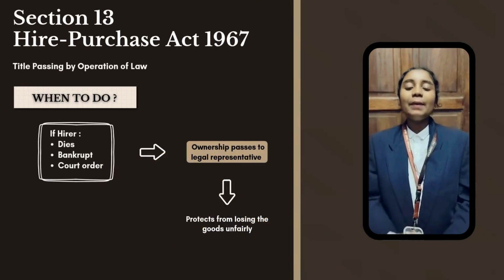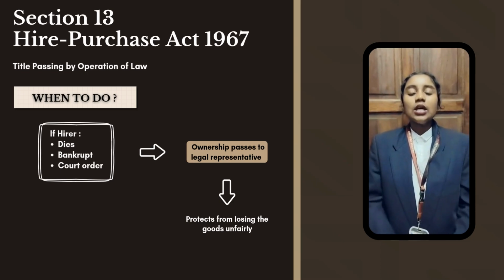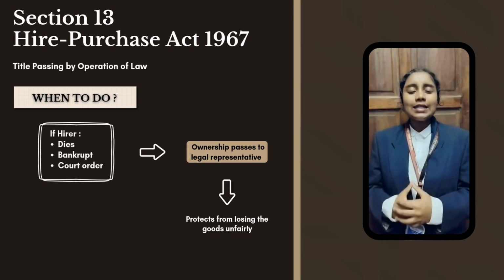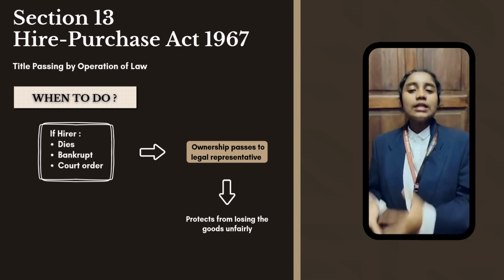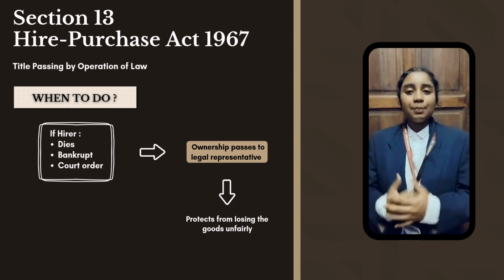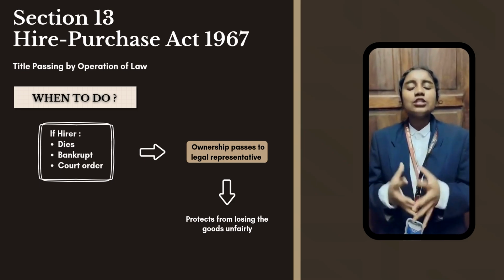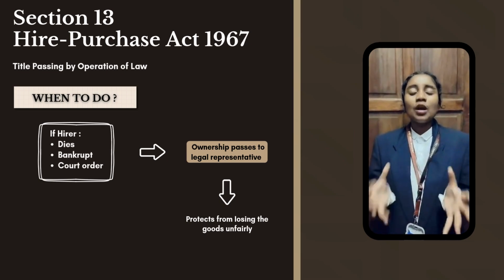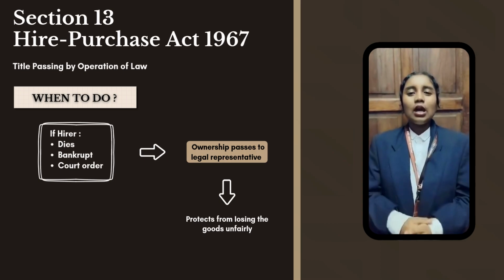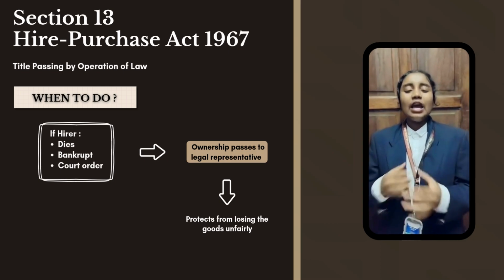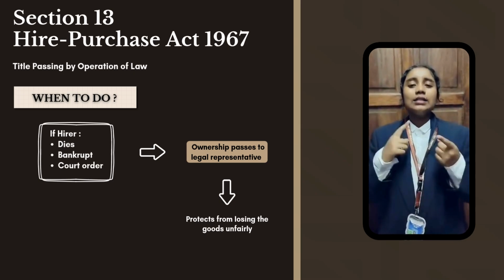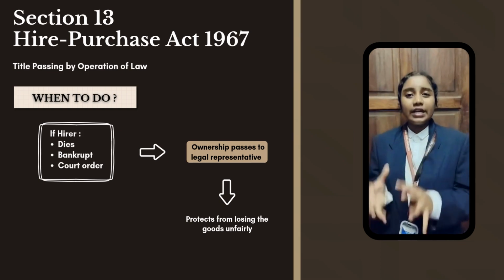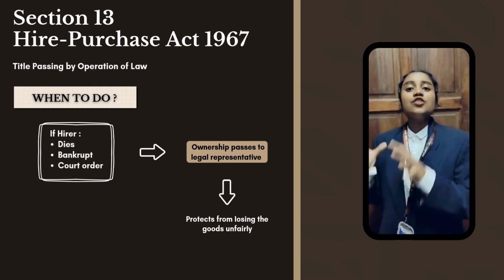So sir, now let me explain Section 13, which is the right for the title or interest to pass by operation of the law. I listed some key points of this section here, so sir can refer to them. But now let me explain this section further. This section is all about the hirer's interest or rights being transferred automatically by the law, not only by the hirer's own choice. In a simple way, if something happens to the hirer like death, bankruptcy or a court order, the hirer's rights under the hire purchase agreement will automatically pass to their legal trustee.